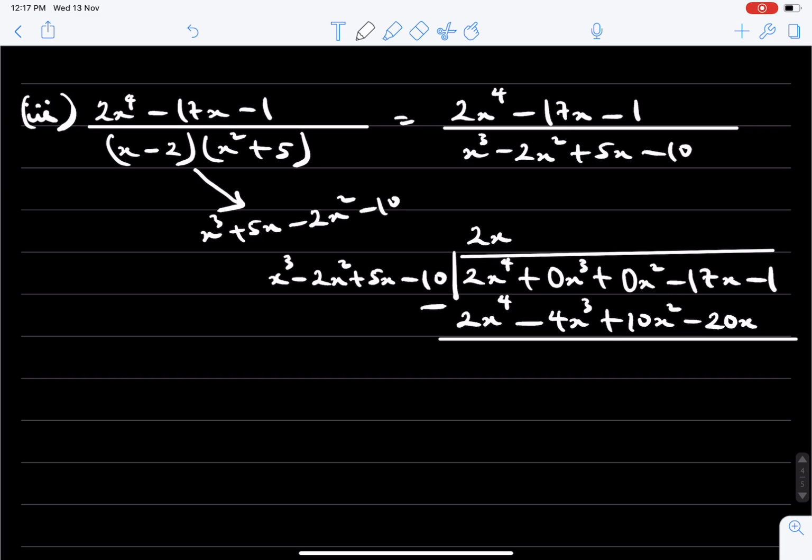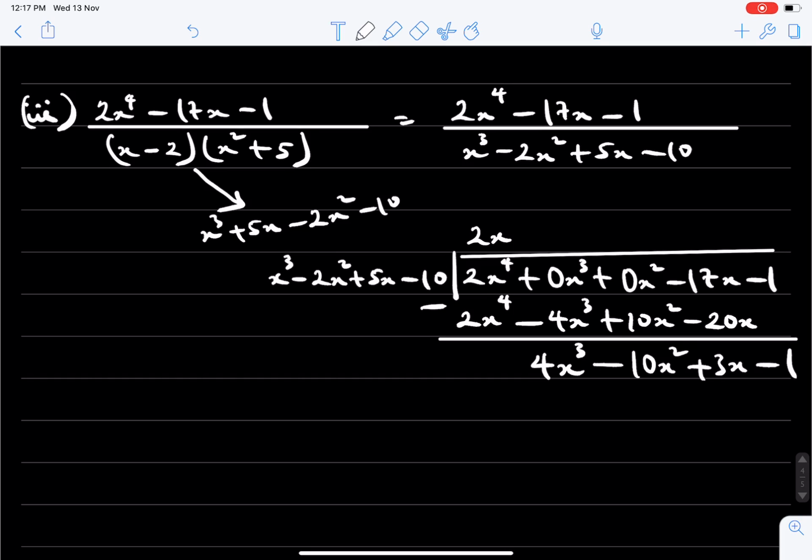When we subtract, 2x to the power 4 minus 2x to the power 4 is 0. 0x cubed minus 4x cubed is 0x cubed plus 4x cubed, which is 4x cubed. 0x squared minus plus 10x squared is 0x squared minus 10x squared, and that's minus 10x squared. Now, minus 17x minus 20x is the same as minus 17x plus 20x, which is 3x. And we'll bring down the next term, which is minus 1.